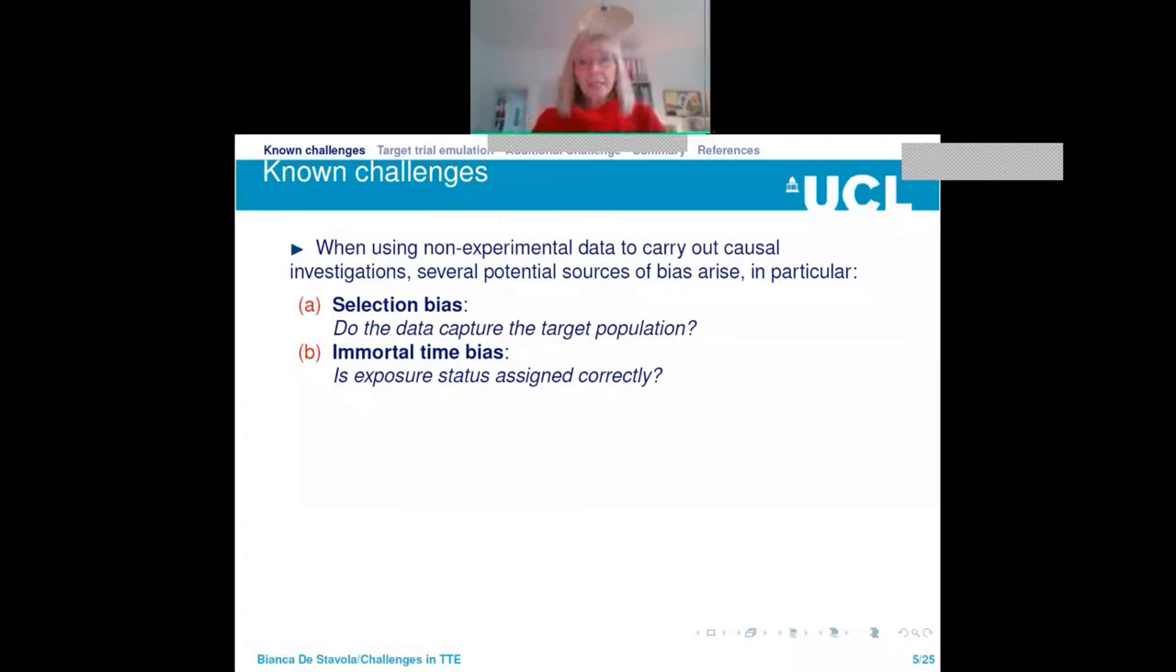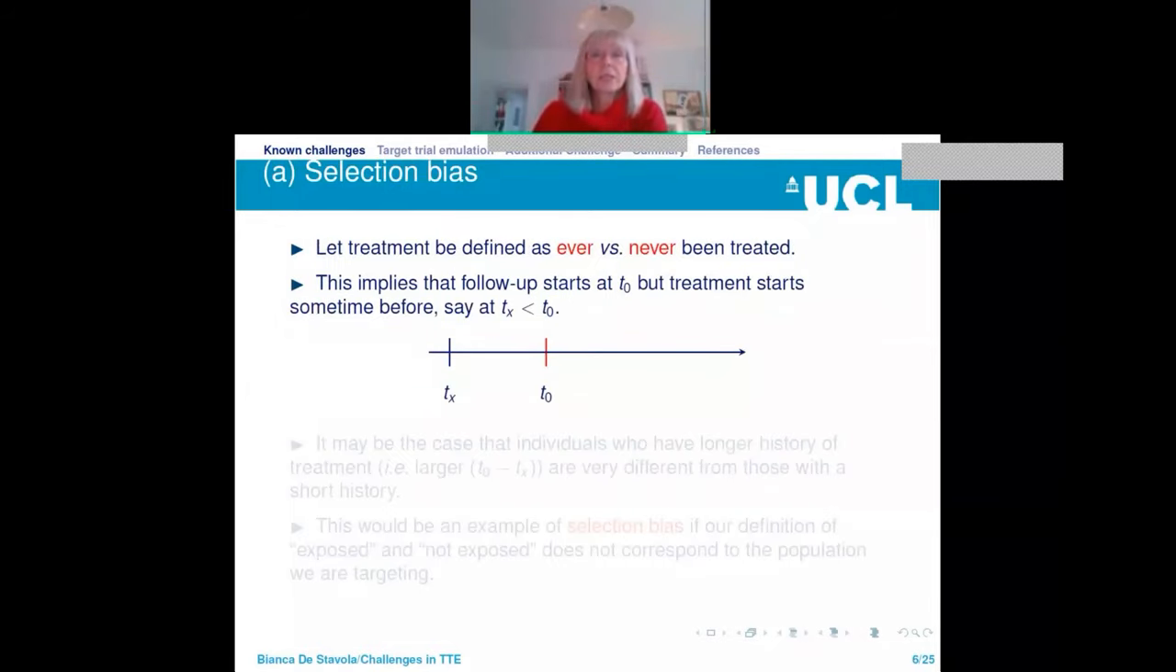Are you actually analyzing the data for the people you want to answer the question for? Are you capturing the target population of your investigation? Second challenge, immortal time bias. Is the exposure that you assigned to individuals in your observed data set really assigned correctly? And I will expand on this too. First of all, selection bias.